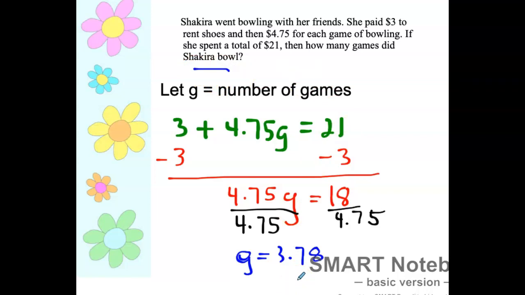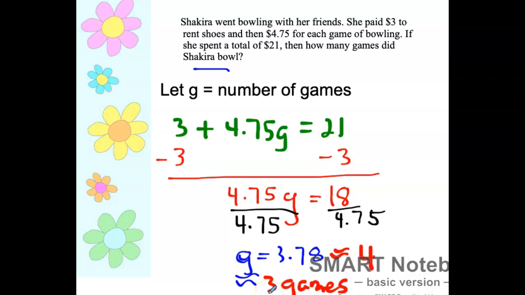The answer is no, because she doesn't have enough money to pay for 4 games. So she was only able to play 3 games, because she doesn't have that much money to play another game. Even though this is 3.78, which could be rounded up to 4, unless you get a discount, she doesn't have enough money to play 4 games. She could only play 3 games.